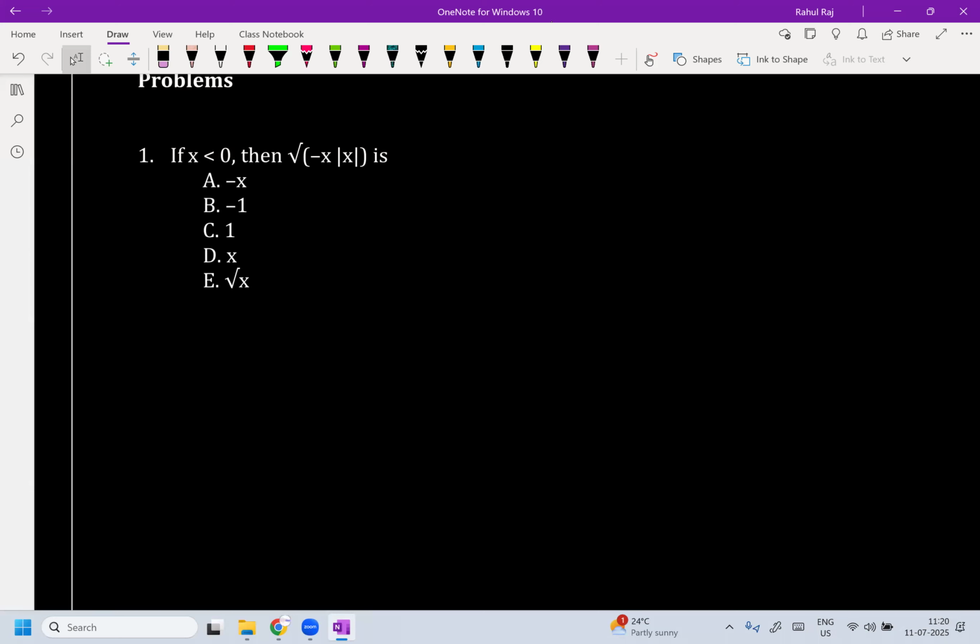Okay, so the answer is A, negative x. So how did you solve this? So basically x is less than 0, so I just took x equal to -1 and plugged in the value. That's beautiful.